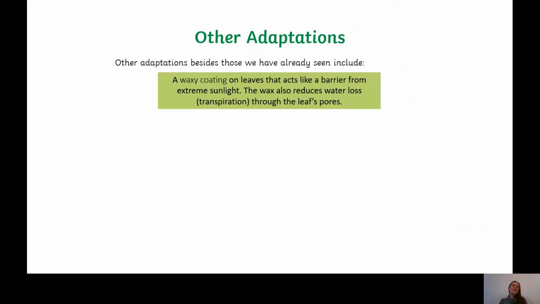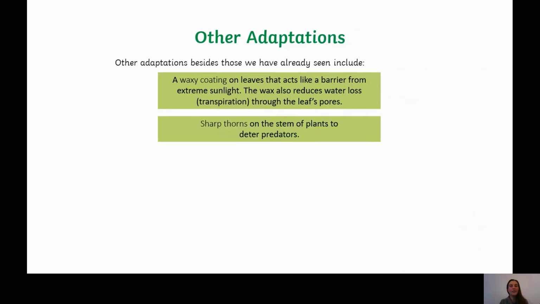And you might have seen leaves with what seems like a waxy coating on them. And this acts like a barrier from extreme sunlight. And the wax also reduces water loss through the leaf's pores. So obviously plants that are in very hot, dry climates would perhaps have a waxy coating on their leaves to enable them to adapt to that situation. Sharp thorns on the stem of plants help to deter predators from eating them.